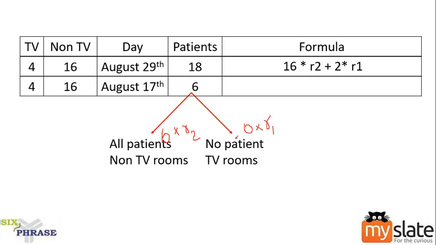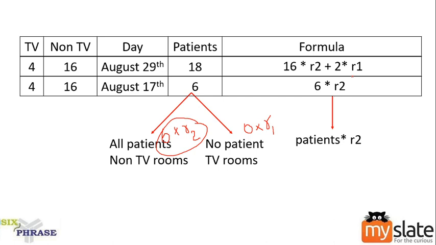Clear? This term is not actually needed. You need to focus only on this 6 into R2. So that will be your formula. The revenue is nothing but 6 into R2. What is the 6? The 6 is nothing but number of patients into R2.